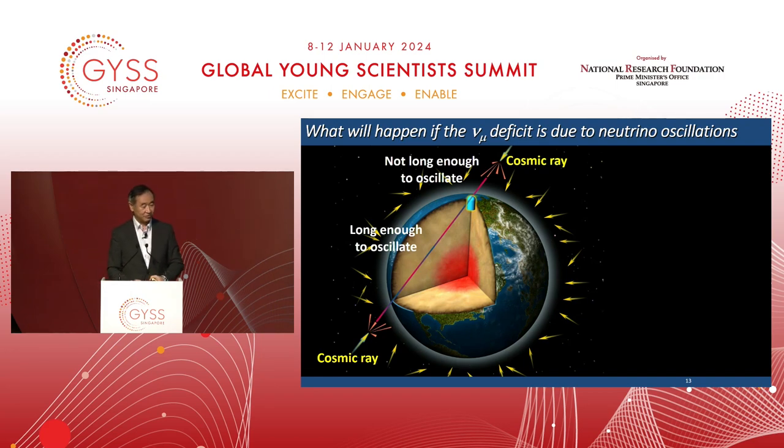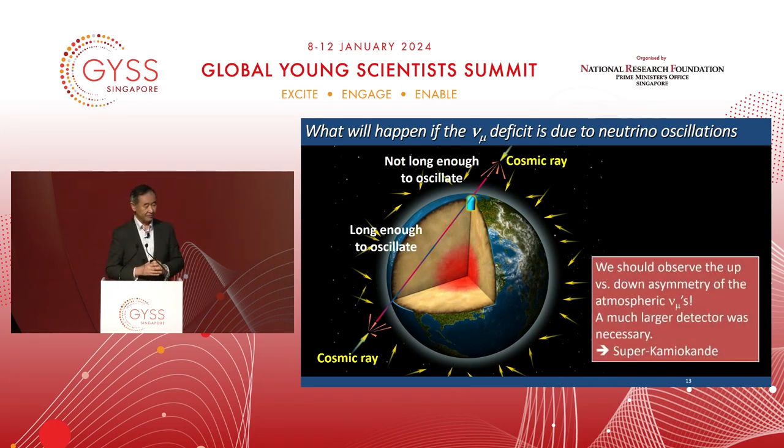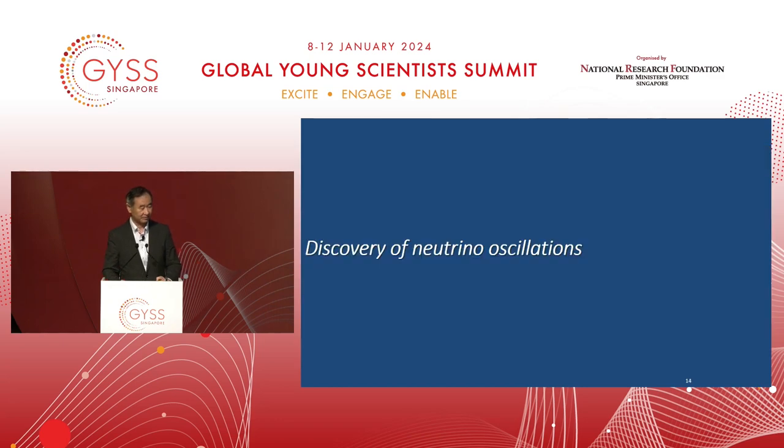At the same time, neutrinos are created on the other side of the Earth. And these neutrinos have a long distance to travel before interacting in the Kamiokande detector. And therefore, these neutrinos may oscillate. So if we think this way, we thought that we should observe the up versus down asymmetry of the atmospheric muon neutrinos. Unfortunately, the Kamiokande detector was just too small to observe this effect. So we needed a much larger detector, and that was Super Kamiokande.